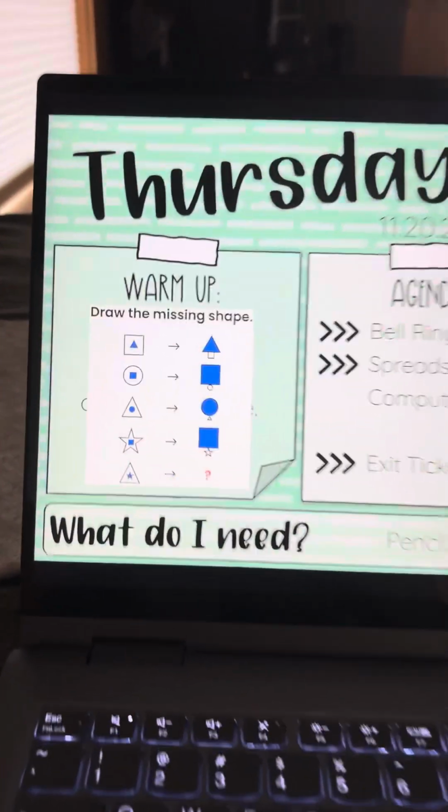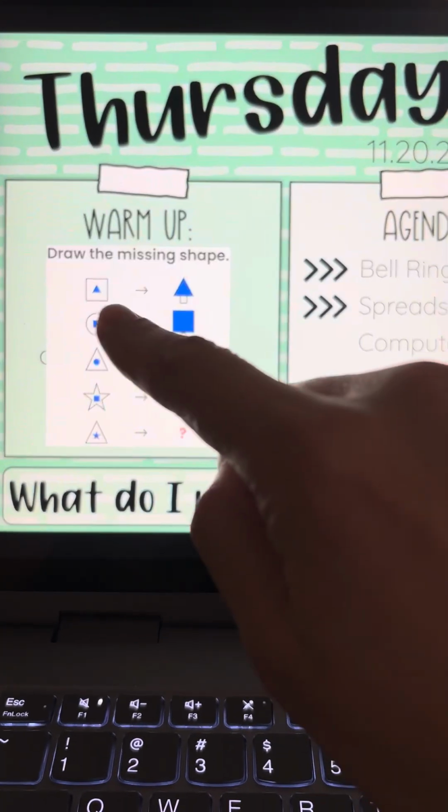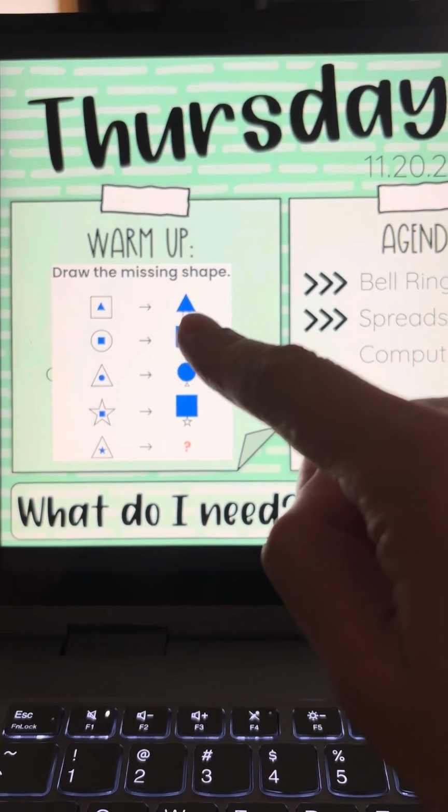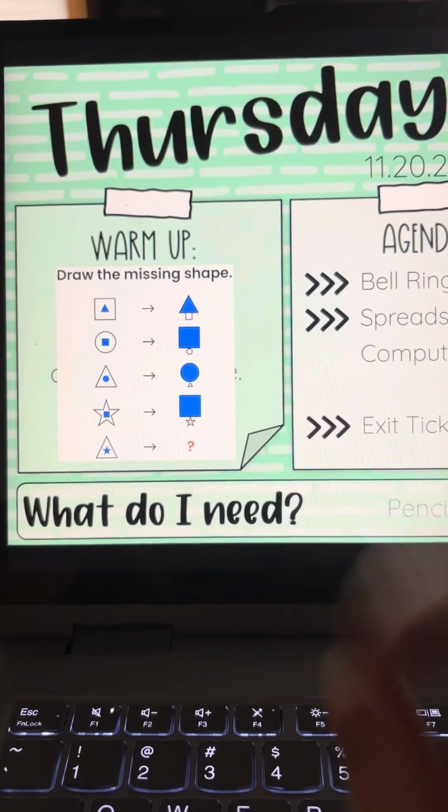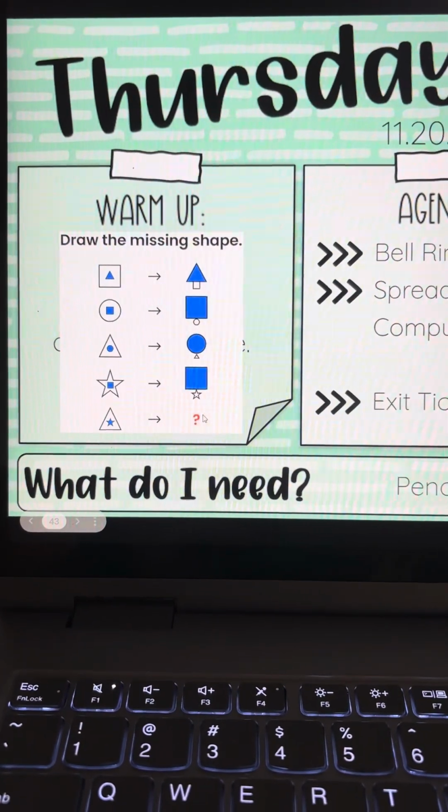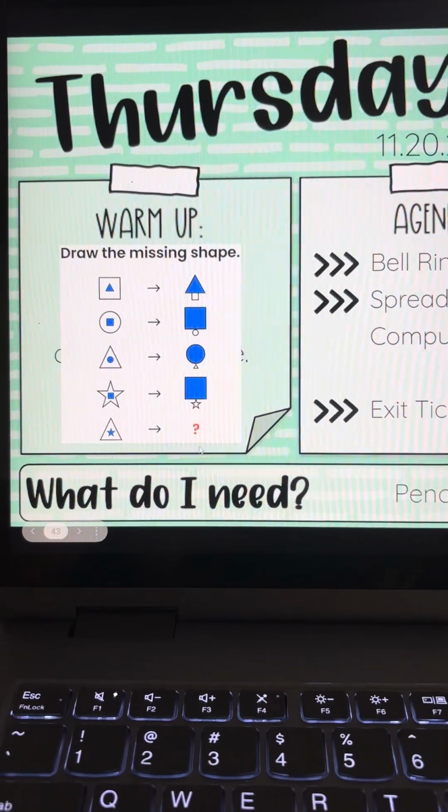Thursday, the warm-up. So if you'll notice the pattern, the little shape becomes the big one, and then the big shape becomes smaller right underneath it. So that means I'd have a big blue star with a tiny triangle underneath it in the middle.